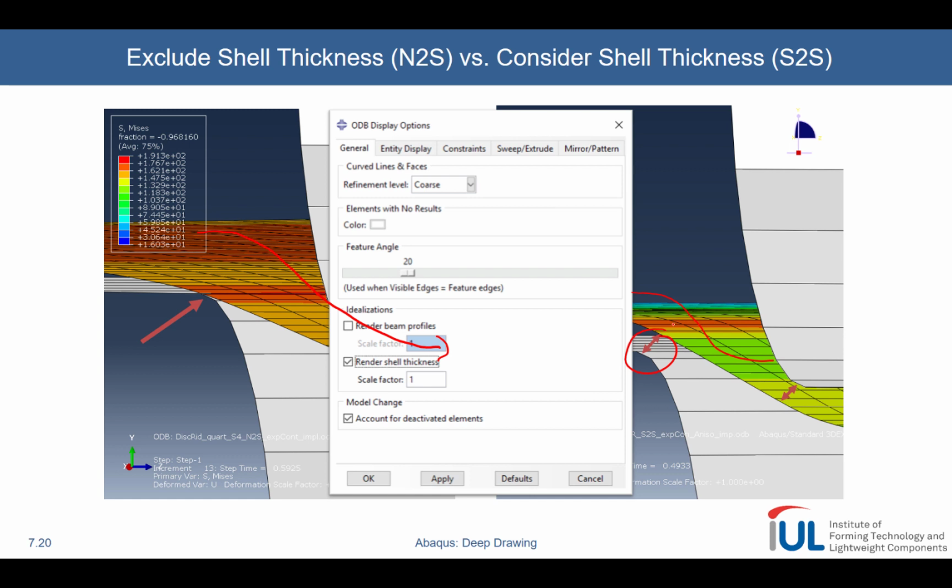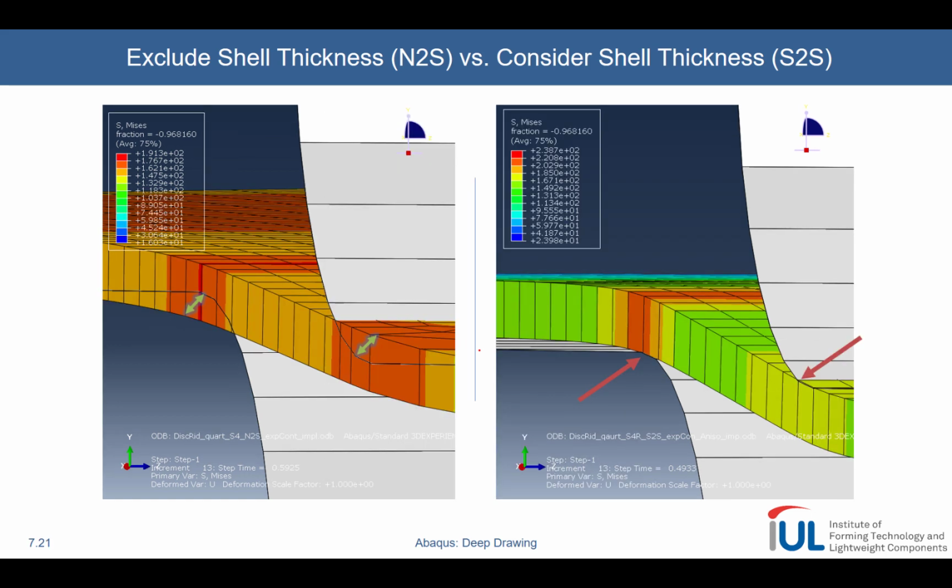So in your ODB display options, there is the option to activate or deactivate to render the shell thickness. You should usually use the scale factor of 1 here. And if we activate this for rendering, the same pictures look the following. As you can see here, my sheet was 0.8 millimeter thick, so my mid surface was at a distance of 0.4 millimeter here and 0.4 millimeter here in contact. Remember the pictures we've seen in the previous slide.